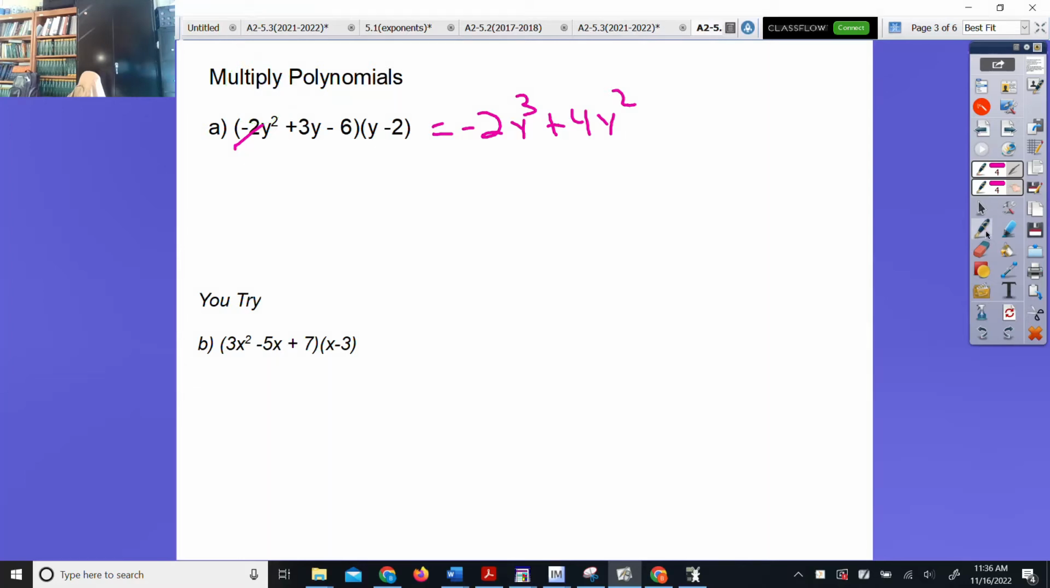Anyways, I'm moving on to the 3y. It's going to get distributed. What's 3y times y? What's 3y times negative 2? Negative 6y. And now I'm done with 3y, so I'm going to move on to the negative 6. Negative 6 times y, negative 6y, that's right. That's 12.